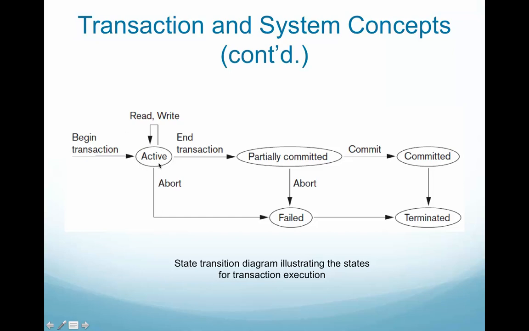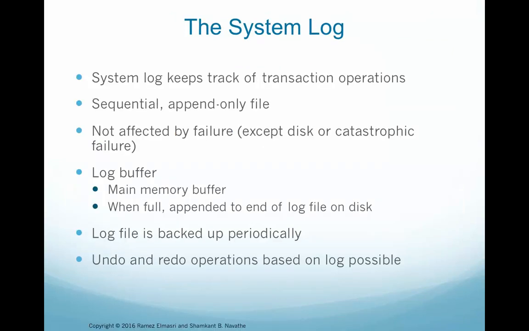Say the transaction is in active state and for some reason it's aborted, then that takes the transaction into a failed state, and from there it's terminated. Abort can happen on the partially committed state as well. The same thing, it goes to failed, and then from there it goes into the terminated state. So that's how the transactions work.